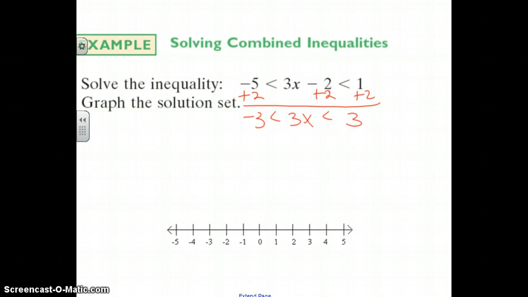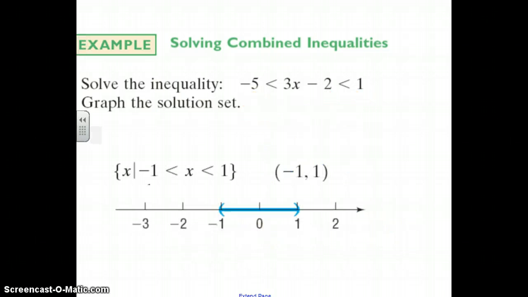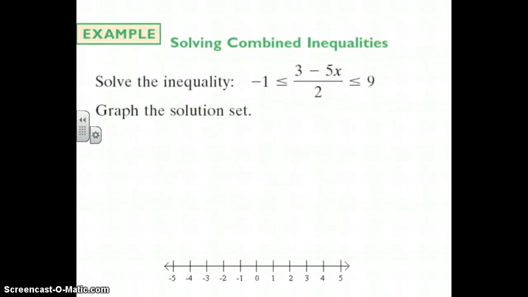The next thing I would do is divide every term by 3. So I'm going to divide the right side by 3 and divide the left side by 3. Again, not flipping any signs because I'm not dividing by a negative. So I get negative 1 is less than x, which is less than 1, which is just a between statement. I want all the values between negative 1 and 1. So I'm shading everything in here. To write this, I would say negative 1 up to 1. So again, there's interval notation. And again, the author's solution.